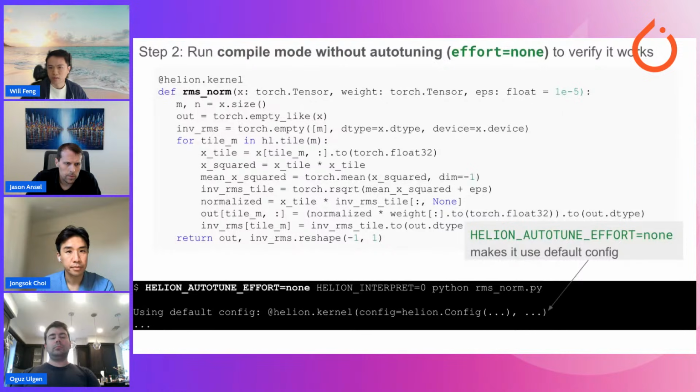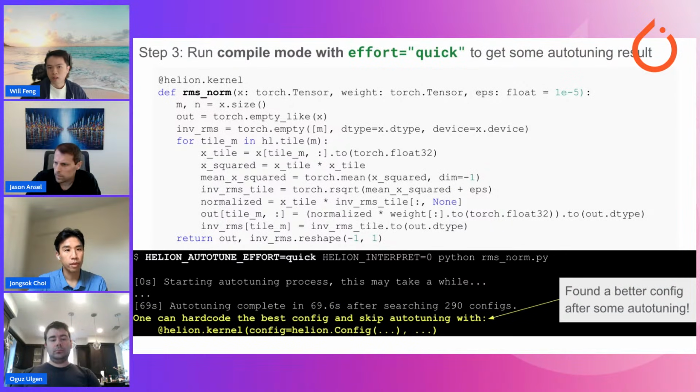You can then move to the next step, which is to run the compile mode without auto-tuning, just to verify that compile mode also works with the correct numerics. Here, if you run with autotune effort equals none, it uses the default config, which is a config that we pre-computed and should work for most cases. Then you can get the numerical output from it, compare it to your reference, and make sure compile mode is also producing the correct numerical output.